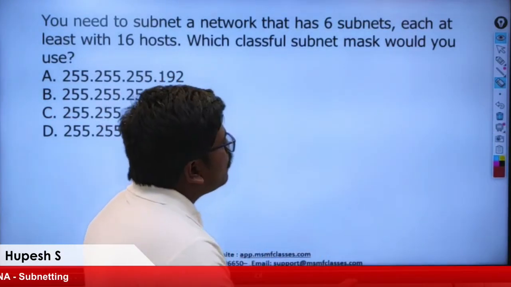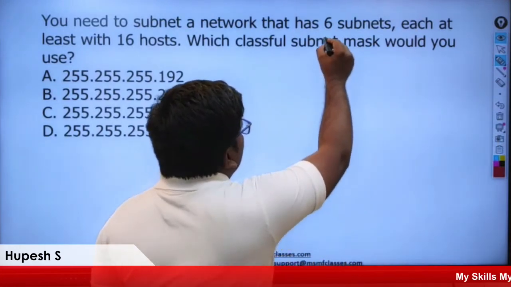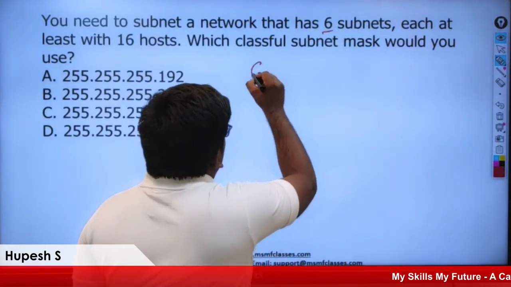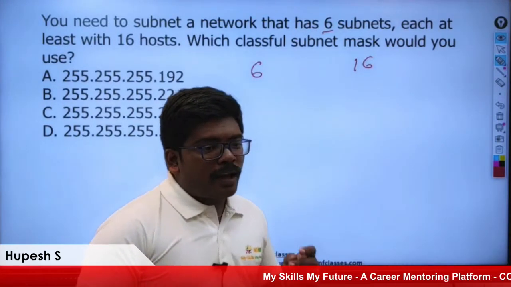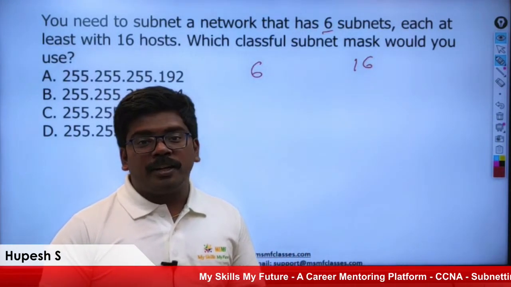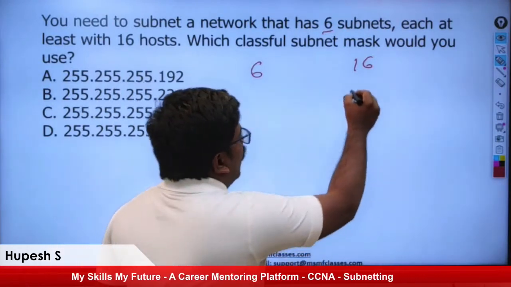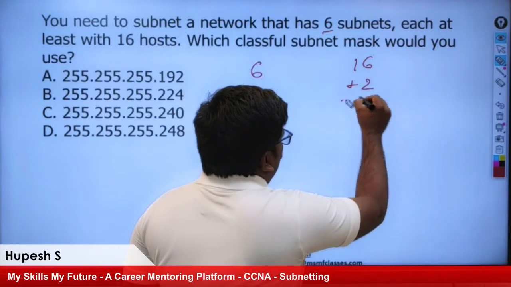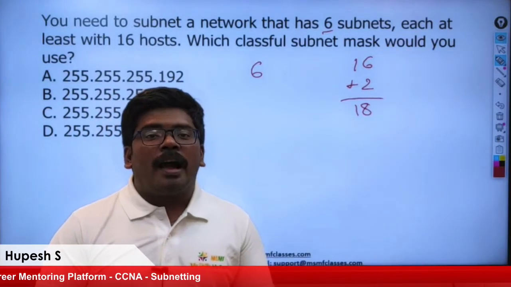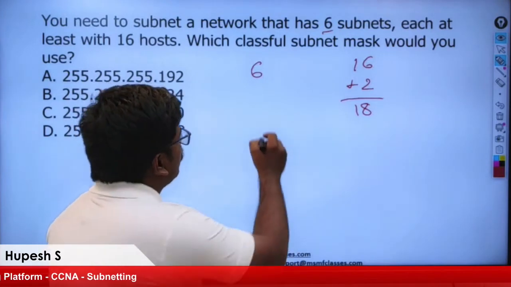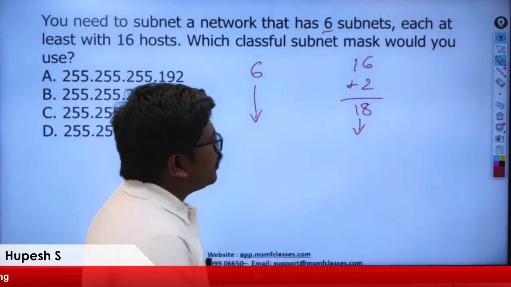Okay, now the first thing you need to do is get the number of subnets and the number of hosts. They are asking about the number of hosts. They did not mention the network ID or broadcast ID in it. So I'm adding 2 to this. So the total number of IPs required is 18, not just 16. I require 18. So I will write down the nearest 2 power values for these two numbers.